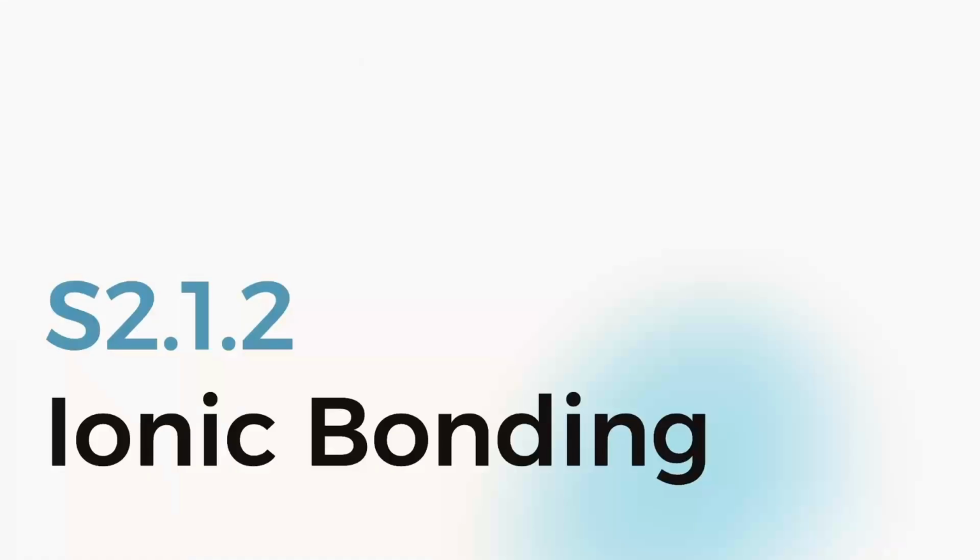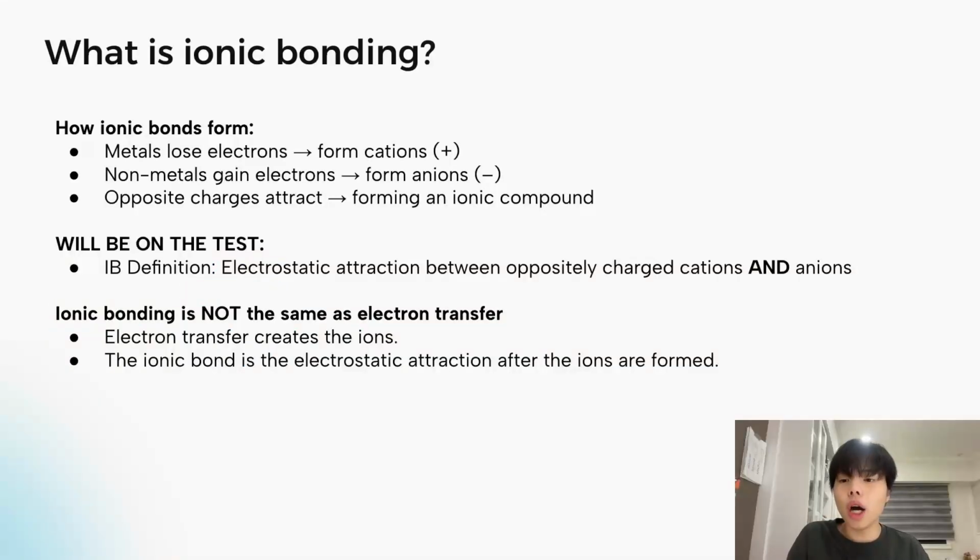So going into ionic bonding. To understand what ionic bonding is, it is essential for us to learn how ionic bonds form. Ionic bonds form when metals lose electrons, forming cations, and nonmetals gain electrons, forming anions, and these two oppositely charged ions attract, forming ionic compounds. This will definitely be on the test, so you should remember it.